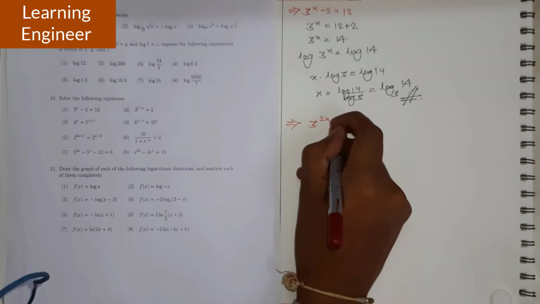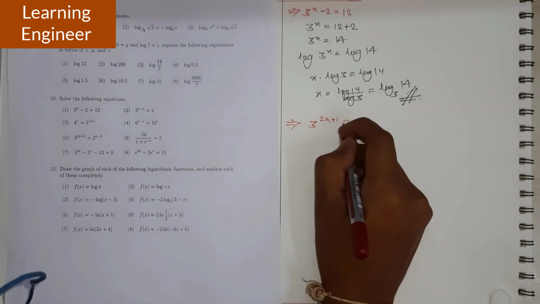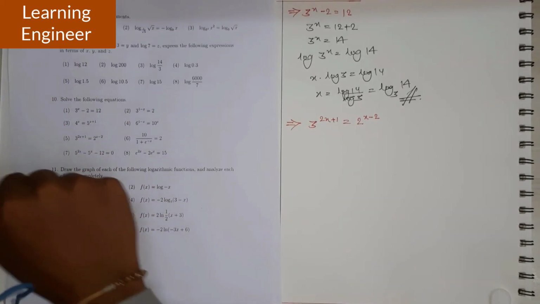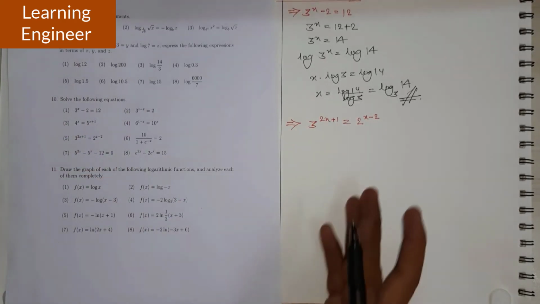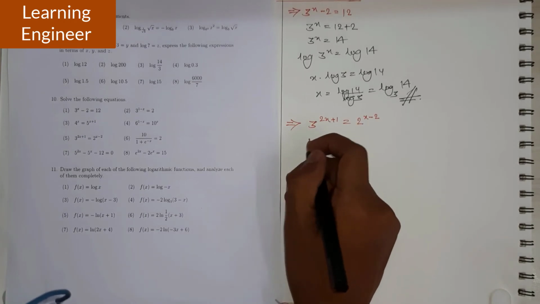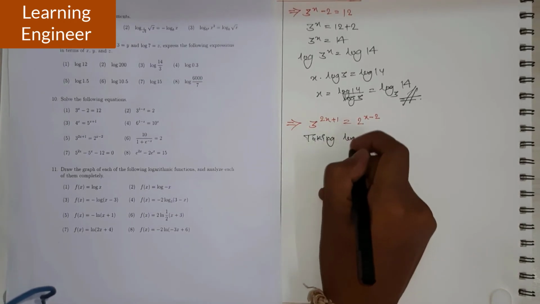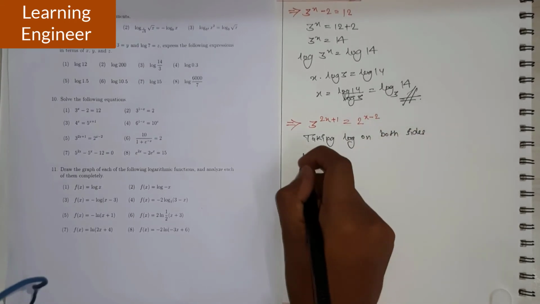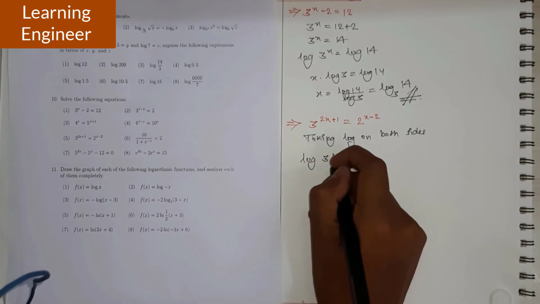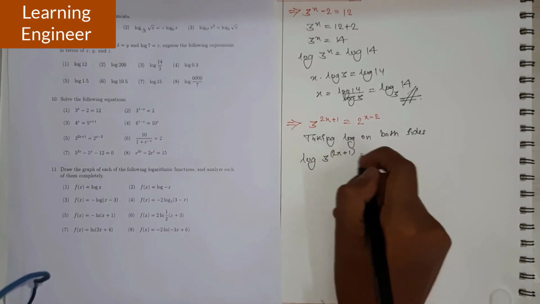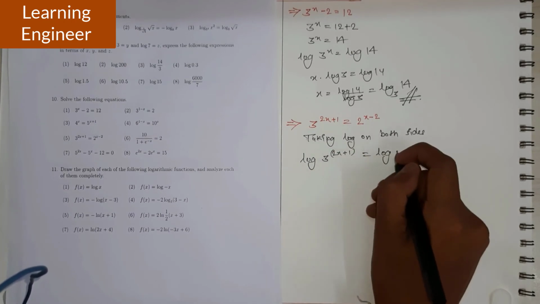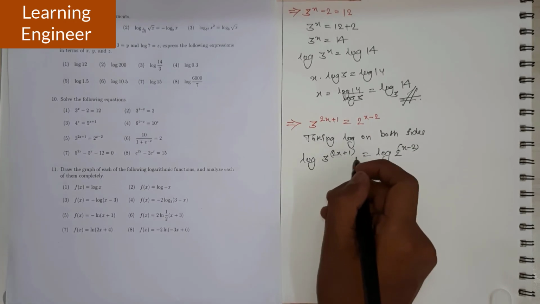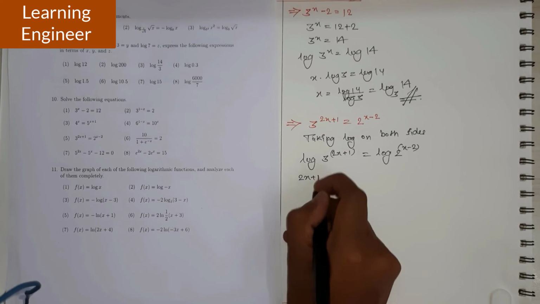3 raised to 2x plus 1 equal to 2 raised to x minus 2. This is question number 5. Simply, we have to calculate the value of x. We cannot directly calculate it, so we take log on both sides. Let us take the log: log of 3 raised to 2x plus 1 equal to log of 2 raised to x minus 2. Now this is in index, or we can say power, so it will come in front of the log.